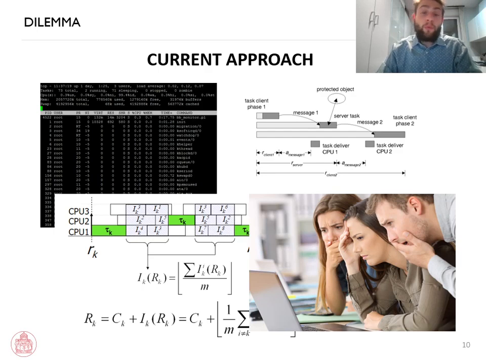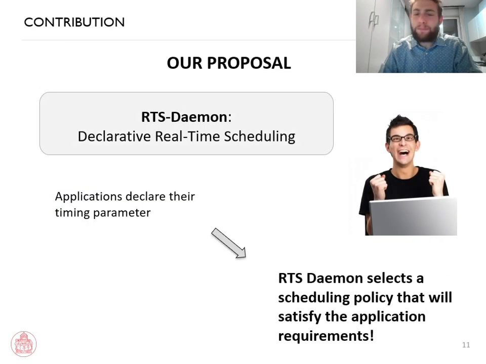Therefore, we propose a novel framework that can be used to declare the temporal characteristics of a real-time application, without enforcing the use of a specific scheduling technique. Our proposal is the real-time system daemon, a declarative real-time scheduling approach, where applications can simply declare a set of timing characteristics and scheduling requirements, such as the runtime or the periodicity, or also the request of a specific kernel plugin, and then they do not have to worry about the techniques that will be used to match the attributes.